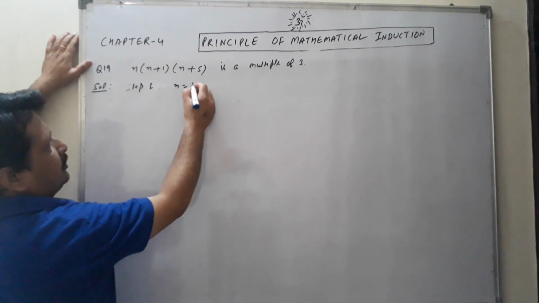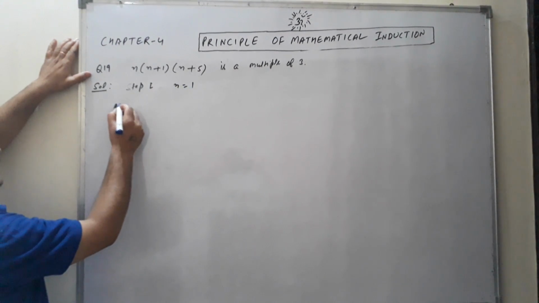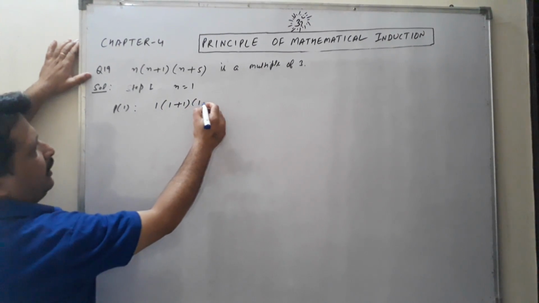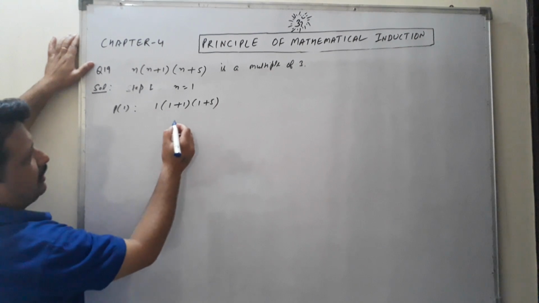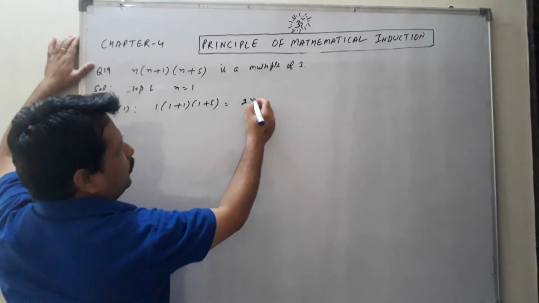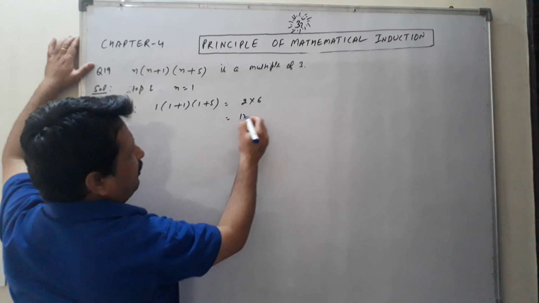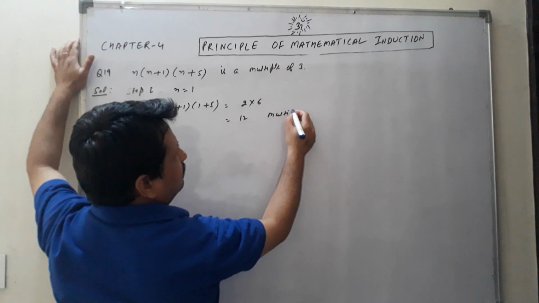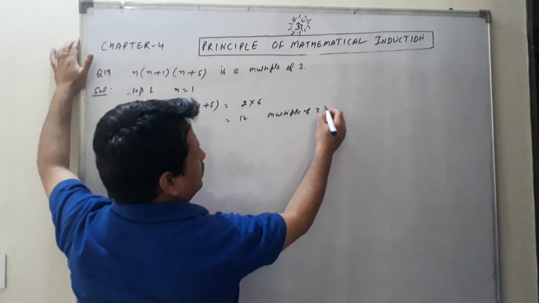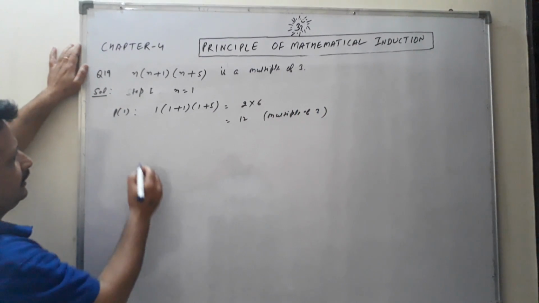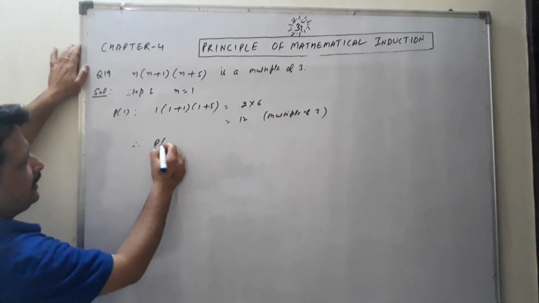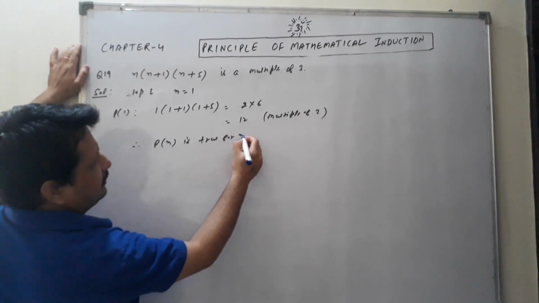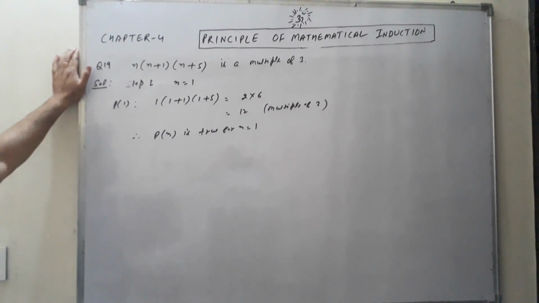So let us come to step number 1, that is n equal to 1. So what you will say students, P of 1 is 1 into 1 plus 1 into 1 plus 5, or it will come as 2 into 6, that is equal to 12. You see that 12 is a multiple of 3. Therefore we can say that P of n is true for n equal to 1. This is our step number 1.